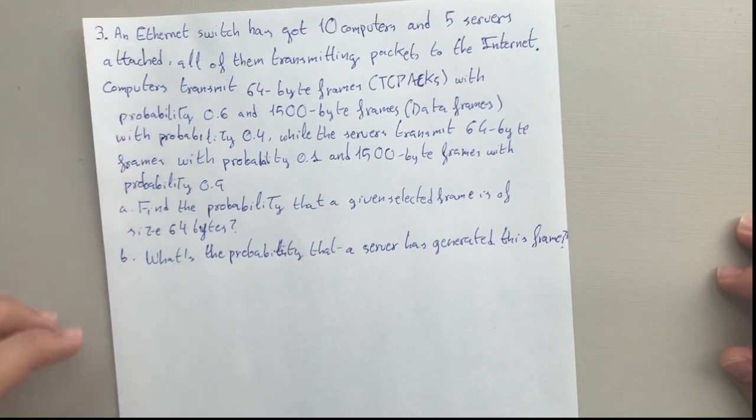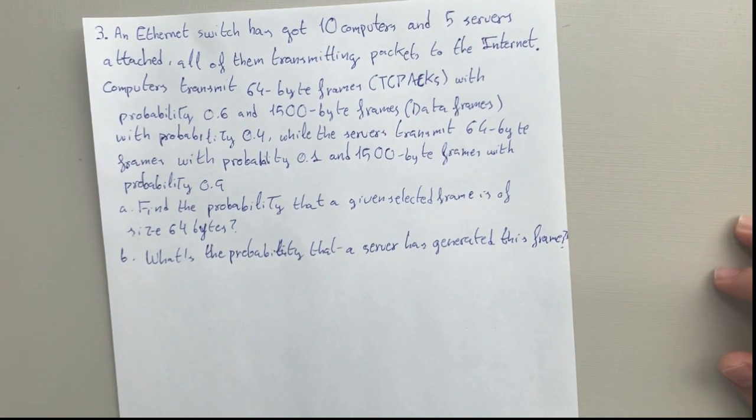So let's start. The problem says an Ethernet switch has 10 computers and 5 servers attached, all of them transmitting packets to the internet. Computers transmit 64-byte frames, TCP acknowledgements, with probability 0.6 and 1500-byte frames, data frames, with probability 0.4, while the servers transmit 64-byte frames with probability 0.1 and 1500-byte frames with probability 0.9.